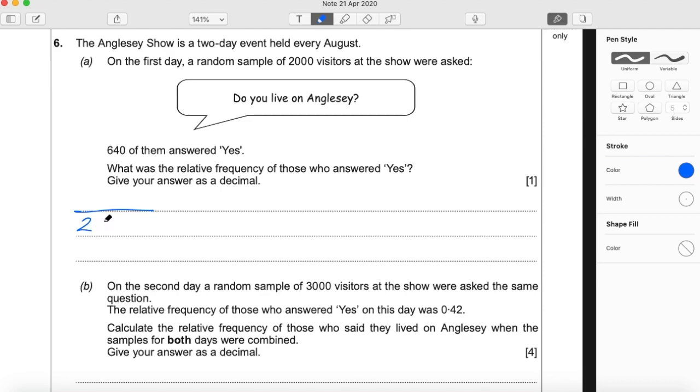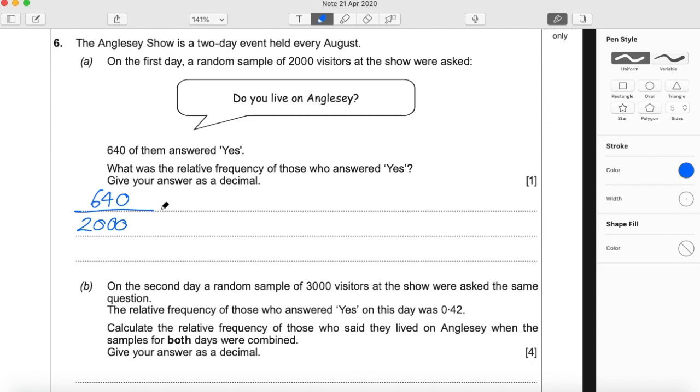So out of 2,000 people that were sampled, 640 of them answered yes. However, we've been asked to give our answer as a decimal. Remember, to do this, for a terminating decimal, we just want some multiple of 10 on the bottom to show us the number in decimal form. So I'll explain what that means throughout the question as we go.